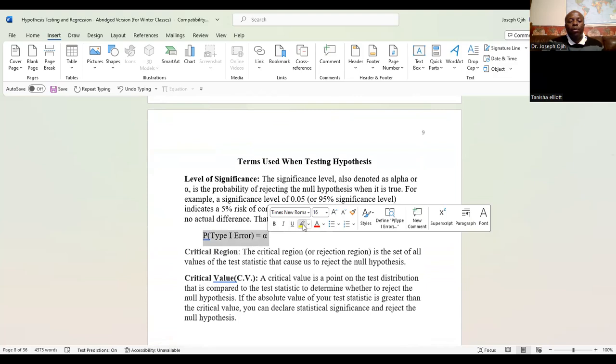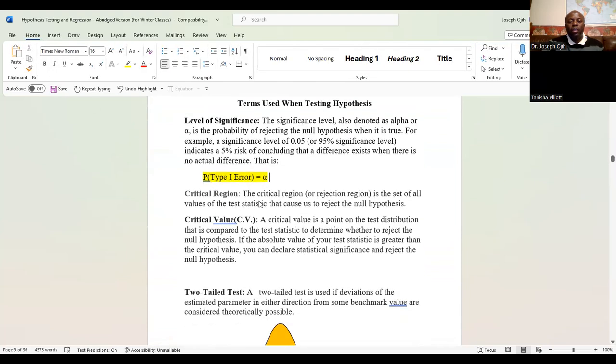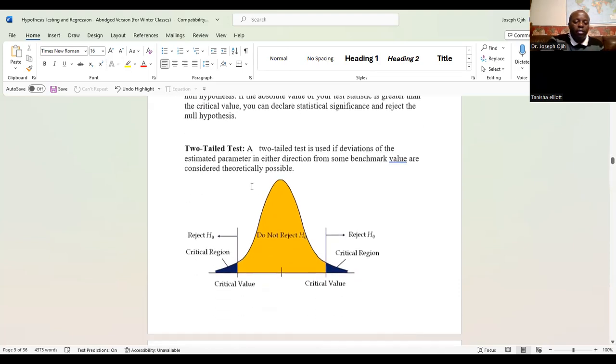The probability of type 1 error is alpha, which is the significance level. Now, critical region is the name given to the rejection region. If your answer falls in that region, you reject the null hypothesis. And then the critical value is just the cutoff line, the line of demarcation between the critical region and the non-critical region. You can see right here.